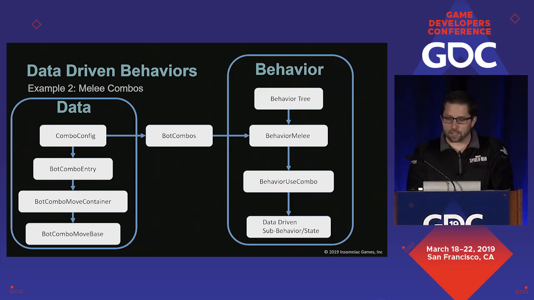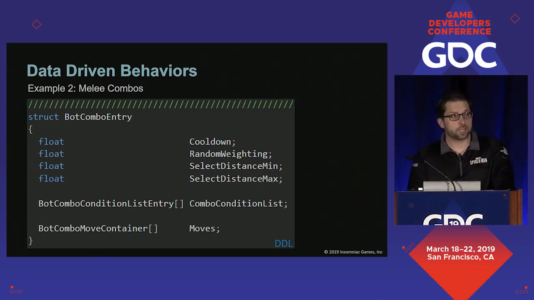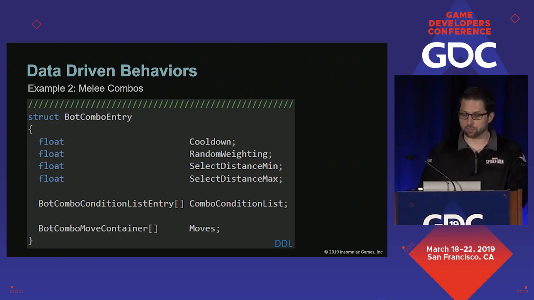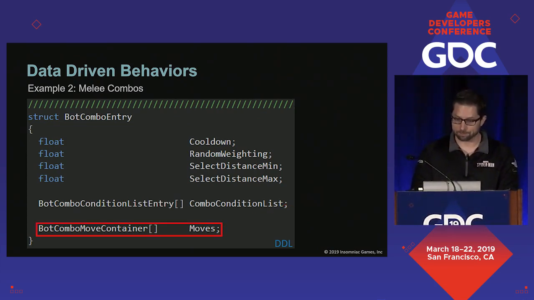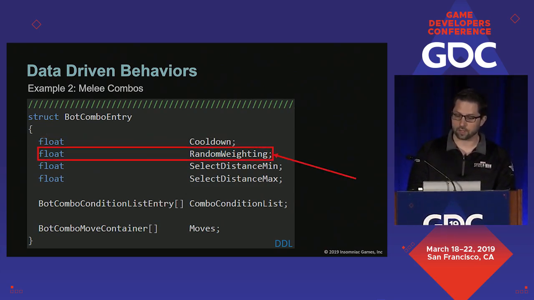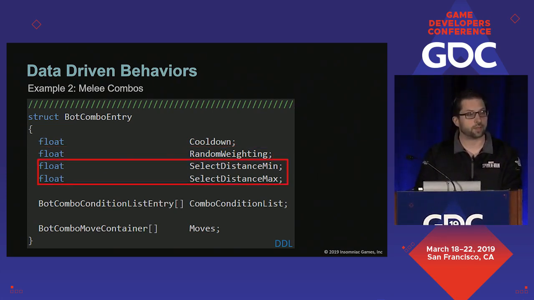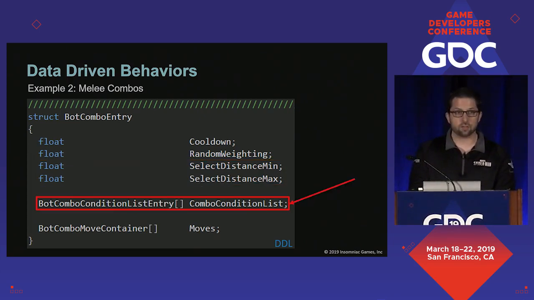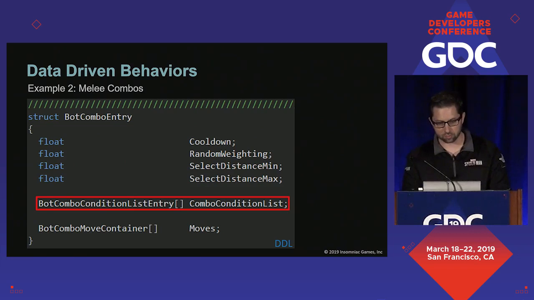So we've discussed the bottom half of this diagram. So next we're going to look at the actual combo entries themselves. Because behavior use combo may want to perform more than one move in a sequence, the combo entry contains a list of them to execute one after the other. It also contains all of the data for determining when a combo is valid. For example, a cooldown for how often it can be used, a weighting value to be used when selecting between valid combos, a pair of distances that define the range at which a combo is valid, as well as a list of other arbitrary data-driven conditions.